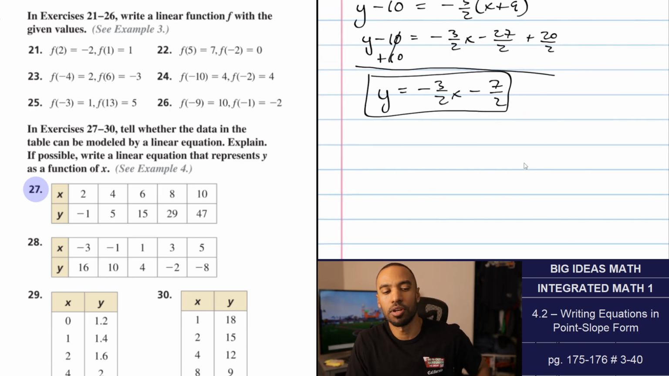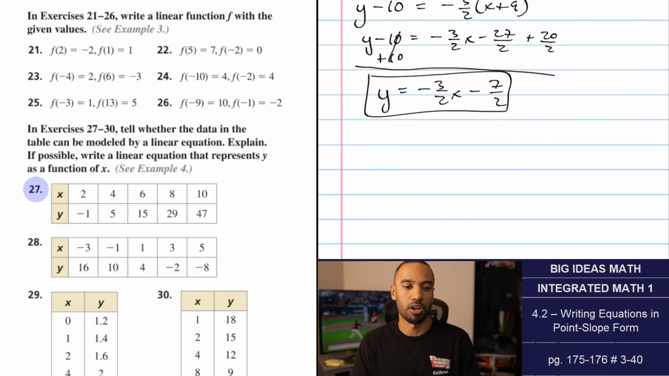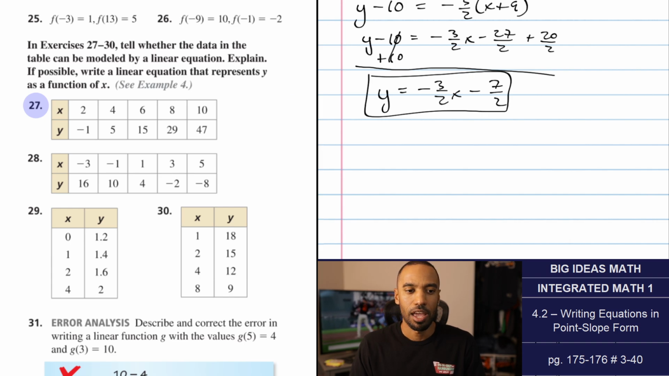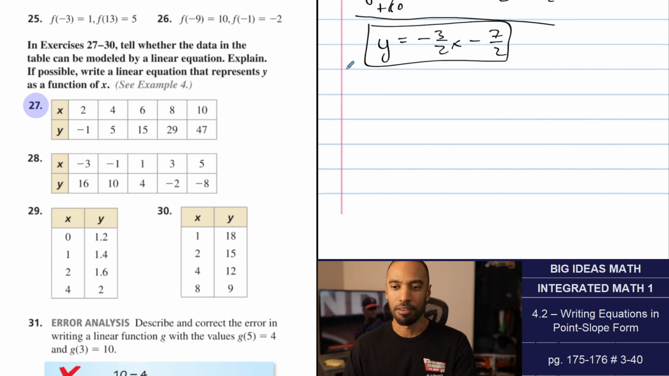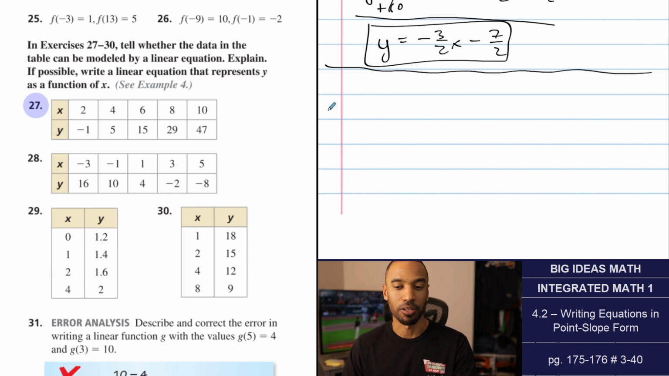Okay. In numbers 27 to 30, tell whether the data in the table can be modeled by a linear equation. Explain. If possible, write a linear equation that represents y as a function of x. Okay. We still get to go pretty shorthand for these ones. They're not much more than what we were doing before. If they're not linear equations, we can just say they're not linear and move on. Those are the most fun.